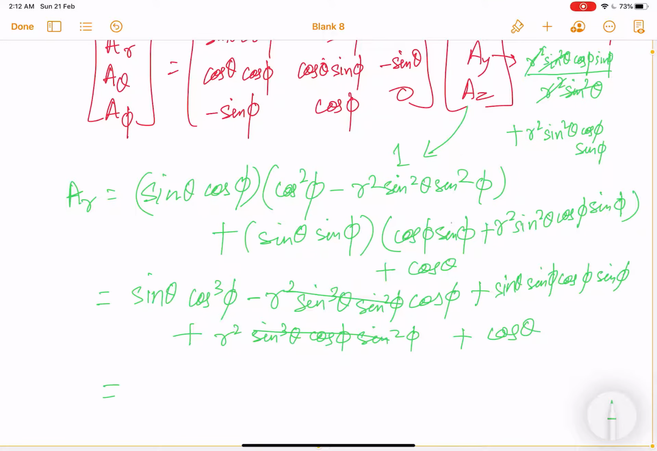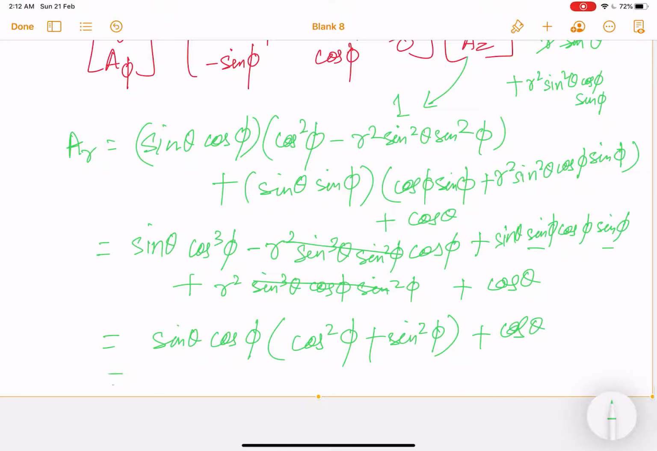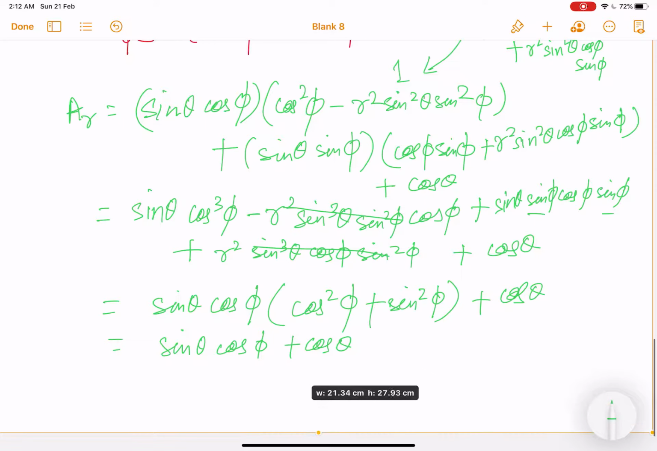And then let me take something common in this. This is sine theta cos phi. Suppose I took it. Then this is cos square phi plus sine square phi. Okay, great. So I basically got sine theta cos phi plus cos theta. Okay, got simplified to a great extent.